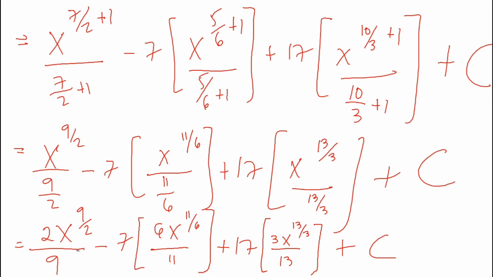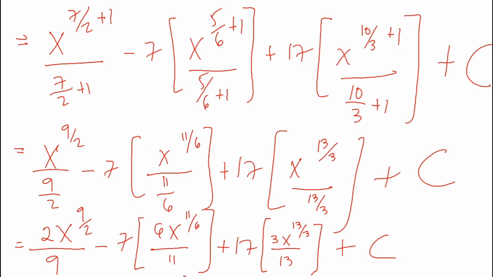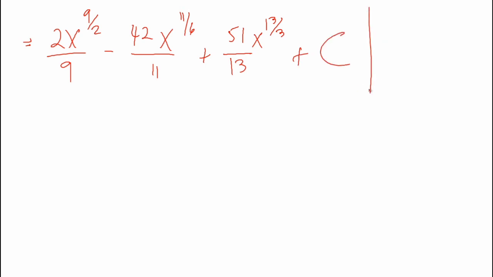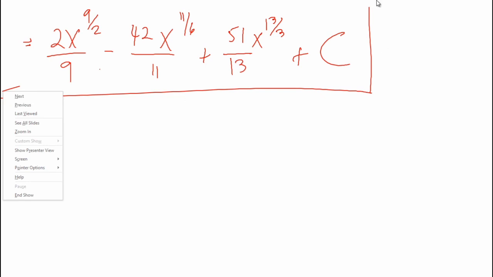So our final answer is 2 times x raised to 9 over 2 over 9, negative 42 x raised to 11 over 6 over 11, plus 51 over 13 x raised to 13 over 3, plus C. Now this is our final answer for our second example in this video.